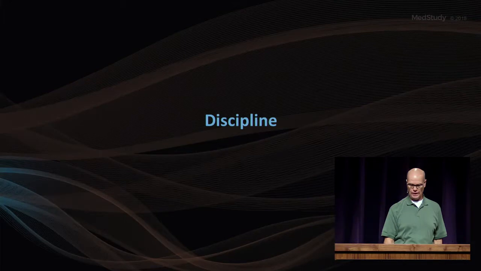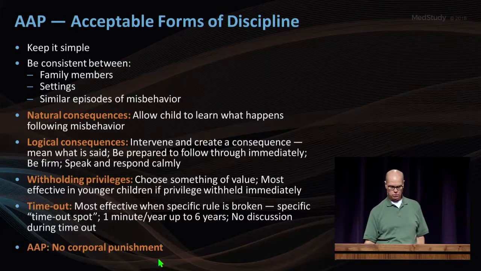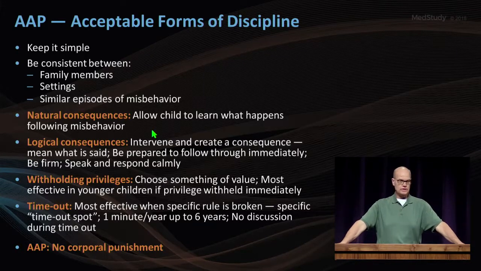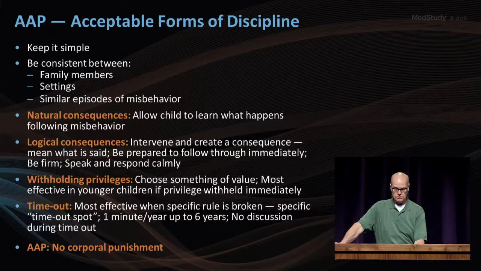Discipline, that's pretty quick. From an AAP standpoint, no corporal punishment. That's your answer. For the boards, these are the various types of discipline that the Academy recommends. Natural consequences, as long as it doesn't put the child at any risk. Logical consequences: if you do A, B will happen. Withholding privileges or timeout, most effective up to 6 years of age, with about a minute per year. But no corporal punishment is the answer for your boards.